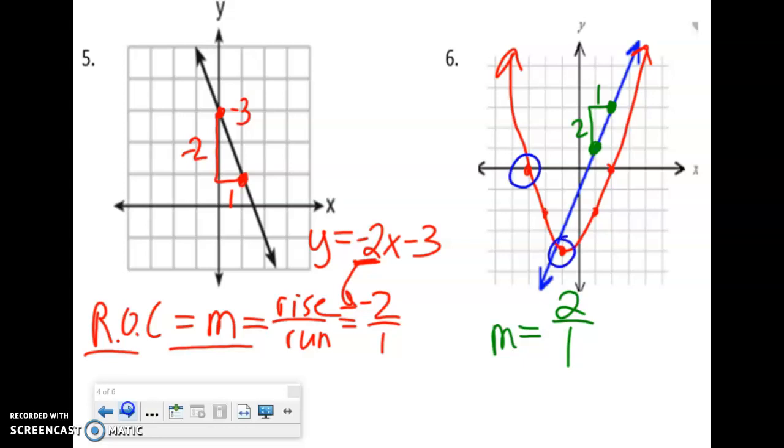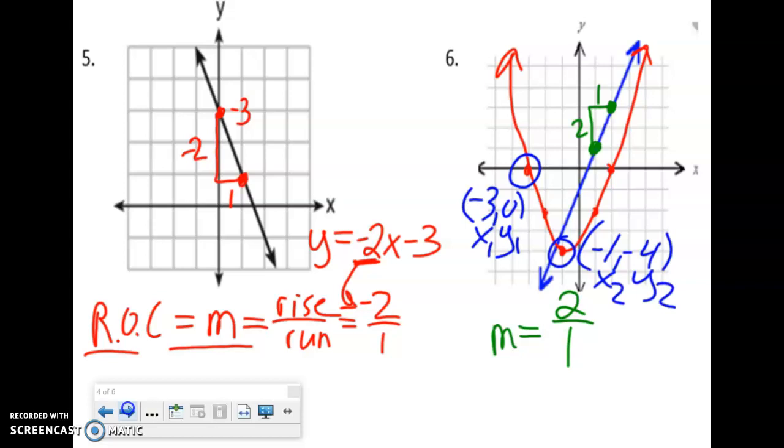You would find those 2 values. So this is 1, 2, 3. This is -3, 0. And then this is 1 down, 1, 2, 3, 4. So -1, -4. Once you have these 2 points, these 2 x and y's, x1, y1, x2, y2, you'd use the same formula. Obviously that's not on your paper, but this is reviewing what we did last year. I just wanted to show you the difference between a linear and a quadratic in terms of finding the average rate of change. Any questions about that, please let me know.